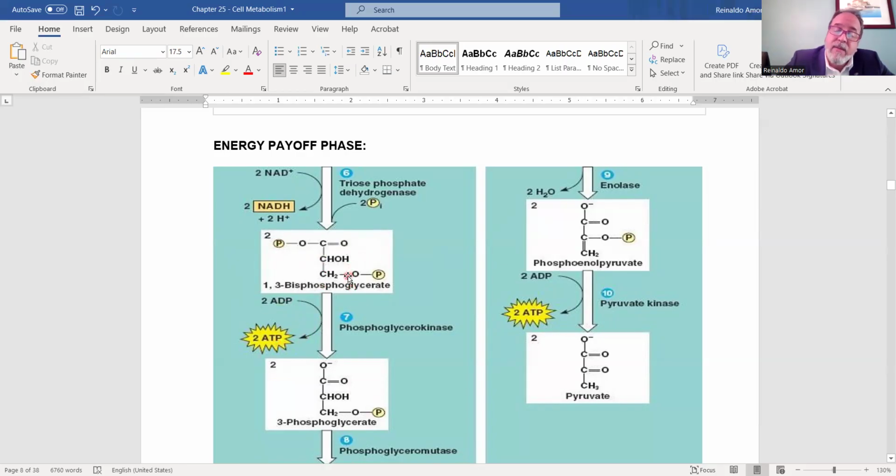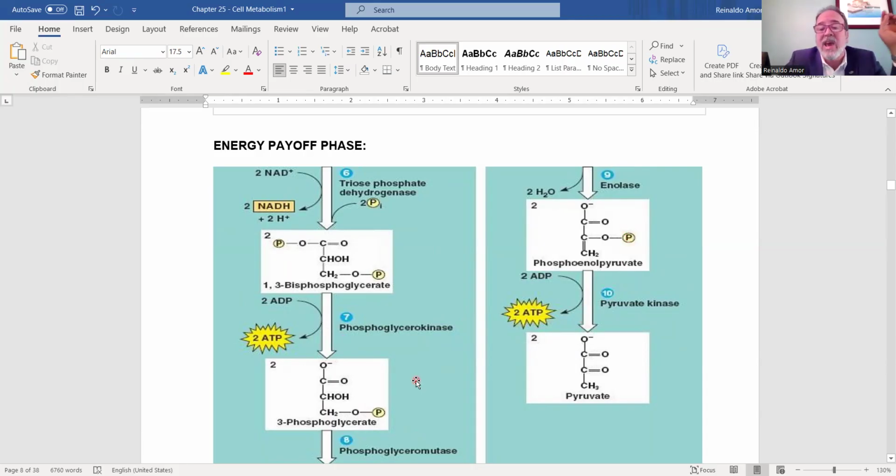But remember, we have 2 of these molecules. So we have four phosphates available. So we can still make more ATP, okay? So here you're making 2 more ATPs over here. Okay, you see there is a rearrangement here and so forth. But we're making 2 more ATPs. These ATPs that we're making here are made through substrate level phosphorylation.